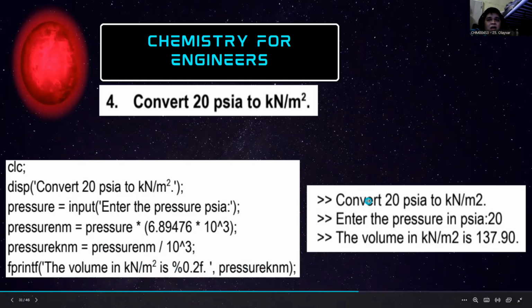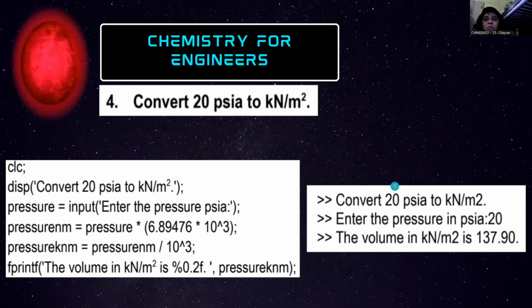And this is the result of the coding, which is the problem, and then the given, which is the pressure in pounds per square inch, which is 20, and the pressure in kilonewton per meter squared, which is 137.9 kilonewton per meter squared.